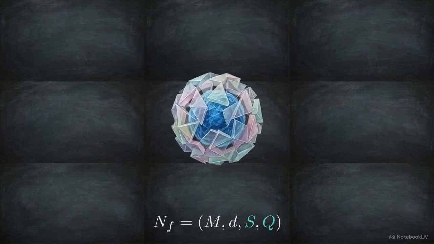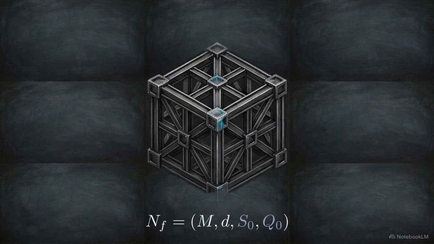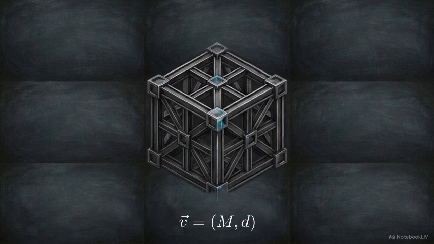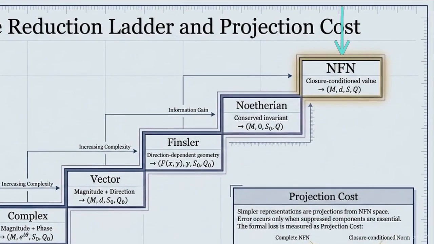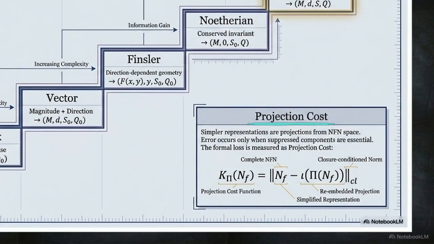In this framework, standard vectors are reduced forms of NFNs. A vector works, but only if we assume the scale and invariant structure of the system are entirely fixed. This ladder illustrates where physical data is lost. We build from a scalar to complex and up to a vector. Ascending through Finsler and Noetherian objects reveals the gap to the full NFN value. Downward projection incurs a quantifiable error, calculated here as projection cost.